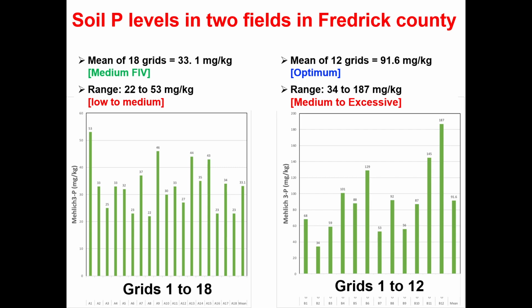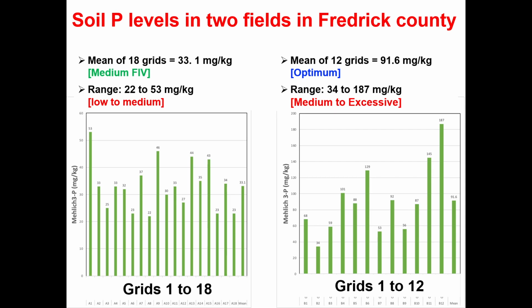So there are two scenarios. If you have a composite sample like this, you get this number, and then you will have a recommendation based on the optimum level, which is good for all the grids, but you're adding more than it needs to be. Right? So you are actually creating a hotspot in the field that's already high in phosphorus, that doesn't need any more phosphorus, which means you're over-applying.